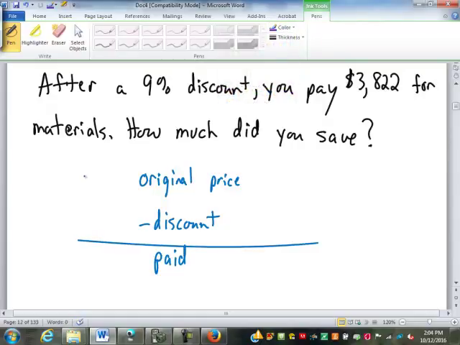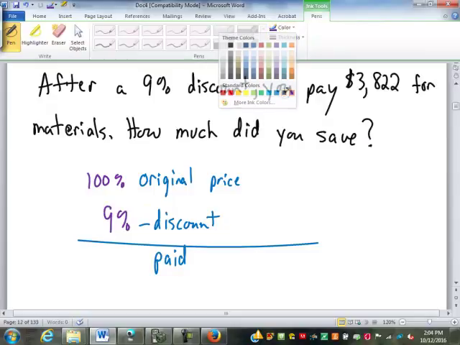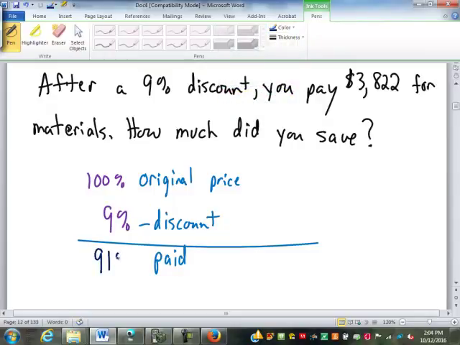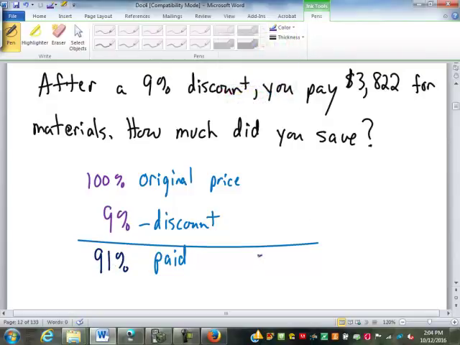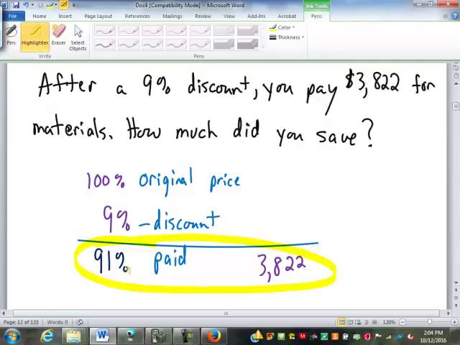The original price, of course, is always 100%. We subtracted 9% for the discount, which means the amount we paid is 91%, 100 minus 9. And we know on the other side that the amount we paid is the $3,822. So we know we're going to use this because we know both the percent and the dollar amount that describe the amount paid. The question is, which other one are we going to use?